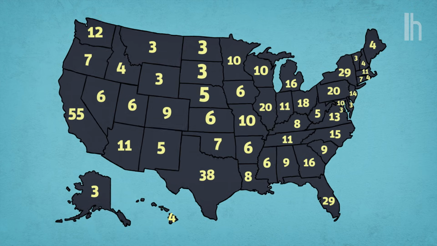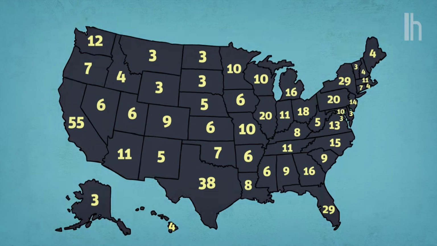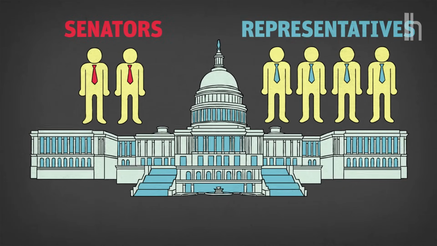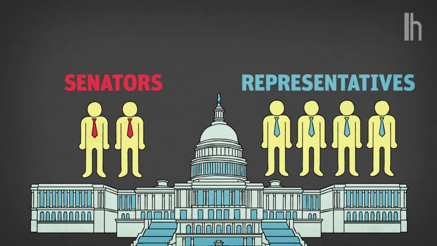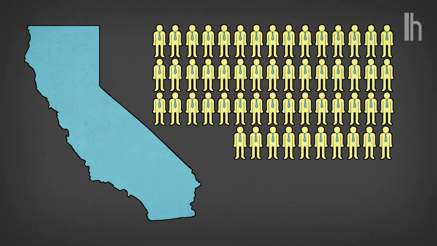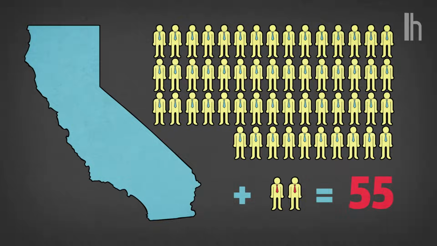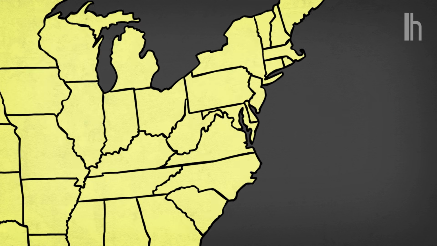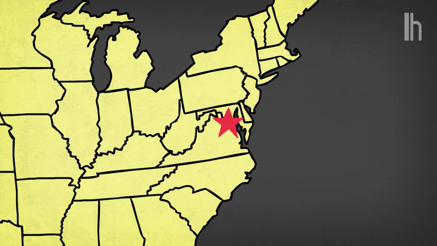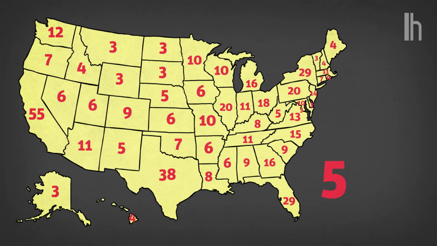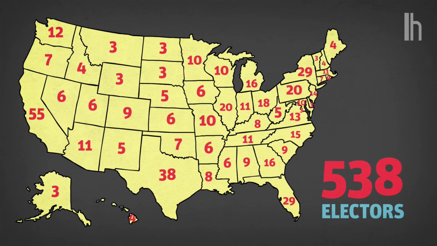Each state has electors in the college equal to the number of members it has in Congress. Every state has 2 senators and a delegation in the House of Representatives based on its population. Since California is the largest state, it has the most representatives with 53, plus 2 senators, and that gives it 55 electors. Whereas Hawaii only has 2 representatives and 2 senators, giving it 4 electors. Even though it has no representatives at all, Washington, D.C. also gets 3 electors. That gives us a grand total of 538 possible electoral votes.